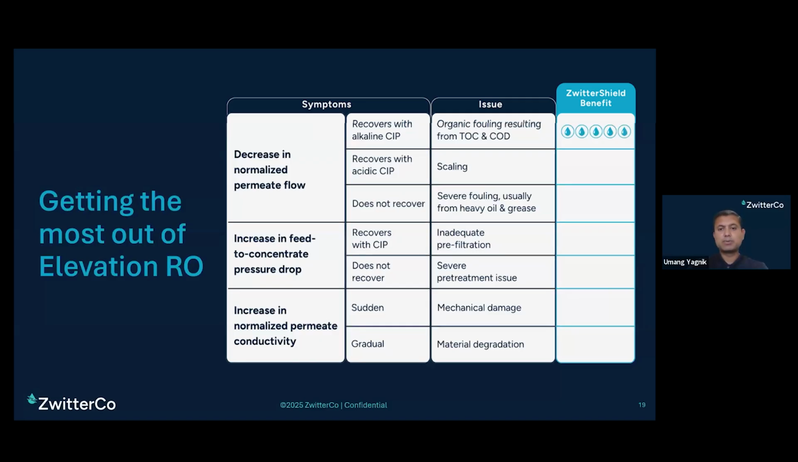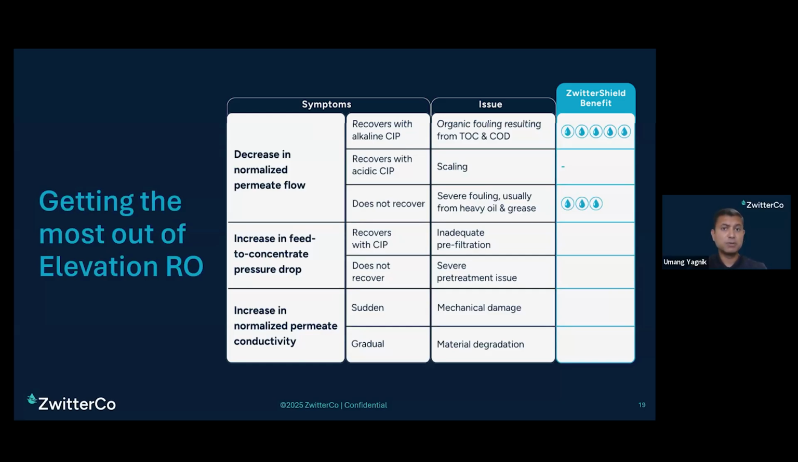If your main issue, for example, is organic fouling from high TOC and COD, then you're going to see maximum benefit using elevation RO membrane with ZwitterShield technology. If the reduction in normalized permeate flow is due to scaling, you may not see any improvement, because this is not a technology designed to stop scaling, and it is not a feasible problem to solve with this membrane chemistry. In case of fouling due to, for example, sustained exposure to oil and grease, you'll definitely see an improvement, but you still may not get all the way to the start of permeability, for instance.